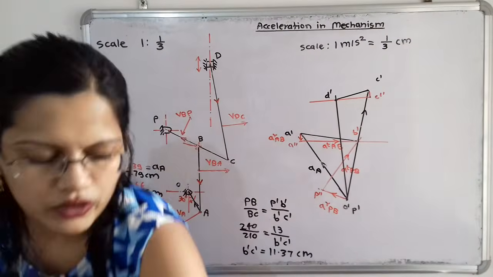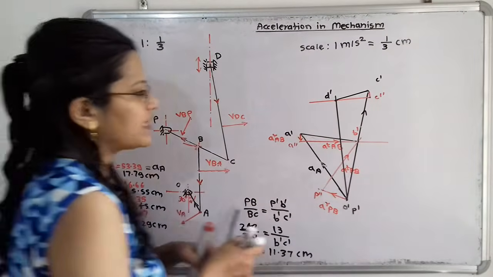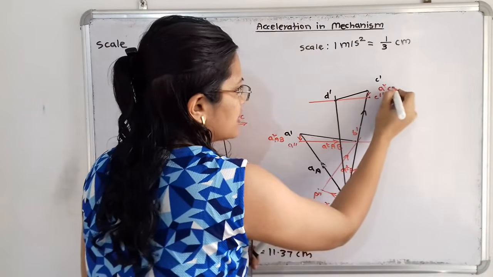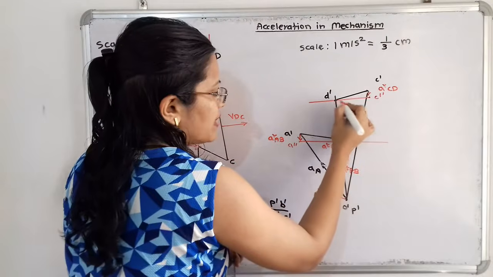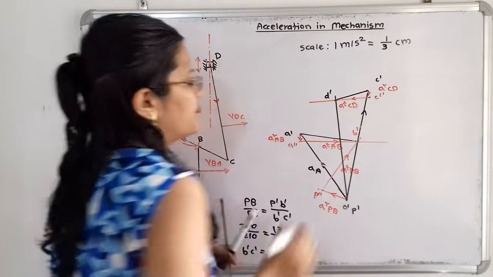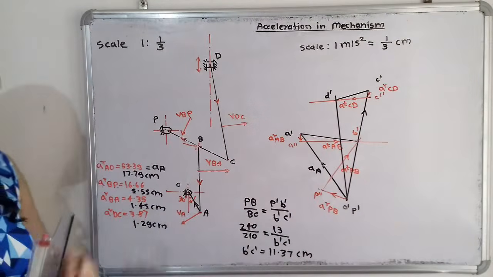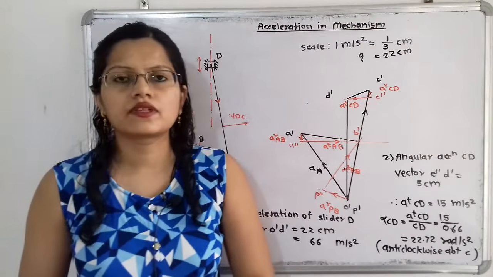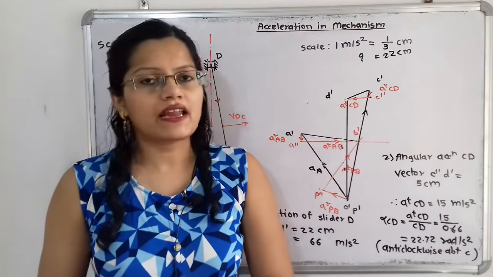Now we have to show this also, that is, C dash to C double dash will indicate the radial component of CD, and C double dash to D dash will indicate the tangential component of CD. So in this way, this acceleration diagram is getting completed. Now we will move to the calculation part.